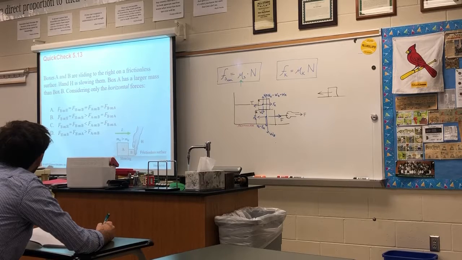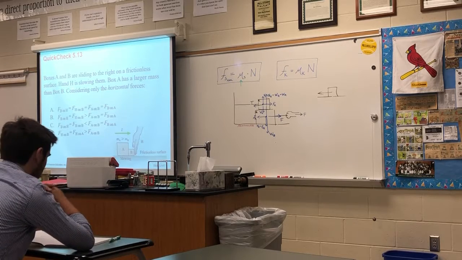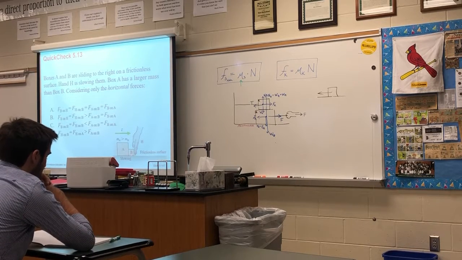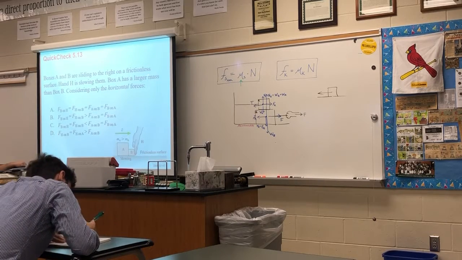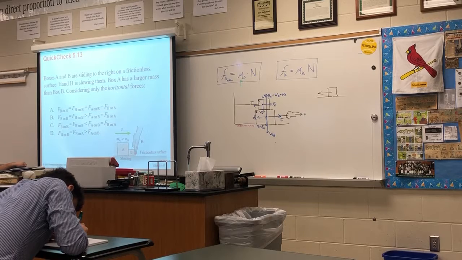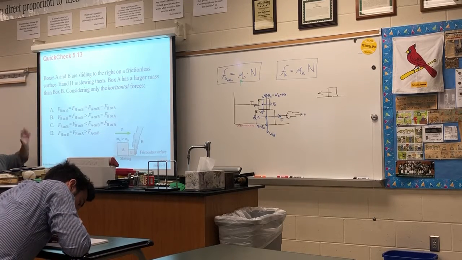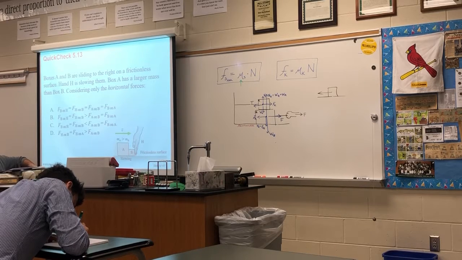Some clicker questions. Boxes A and B are sliding to the right on a frictionless surface. Hand H is slowing them. So these are moving, and you're slowing them down as they slide. Box A has a larger mass than box B, considering only the horizontal forces. So we're not worried about the weights. Frictionless surface, we're just slowing these down. They're already moving. We put our hand up to kind of slow them down. All right?